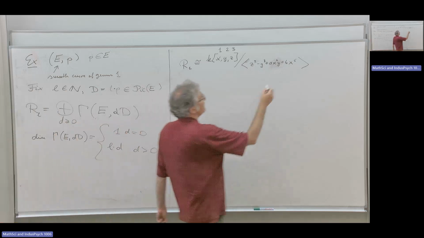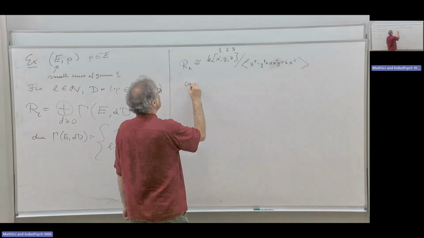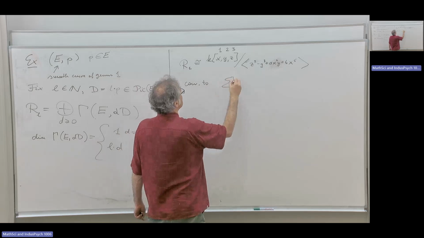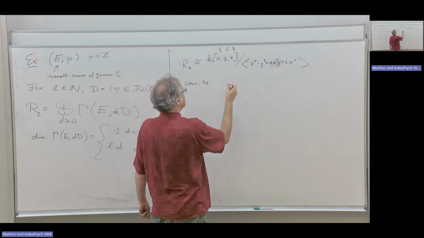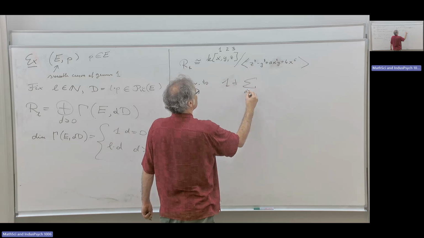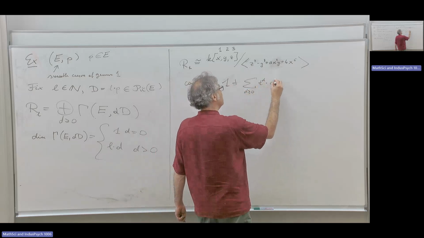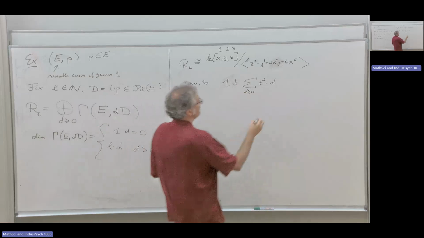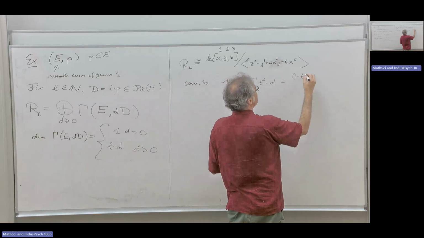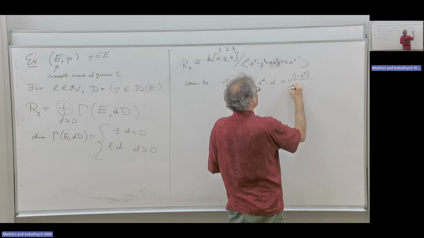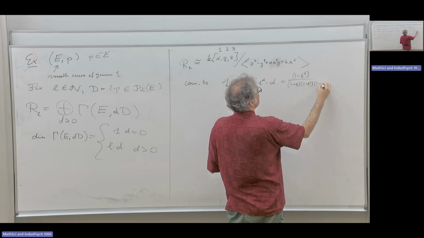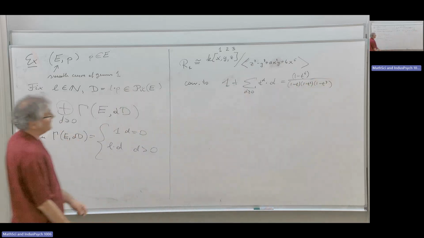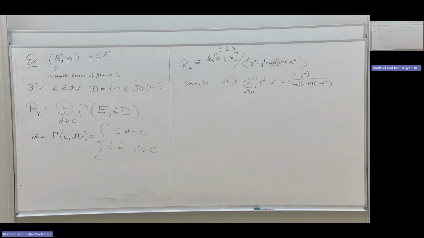And the corresponding Hilbert function corresponds to 1 plus the sum over d greater or equal to 0 of t to the d times d. And we wrote this down. This is 1 minus t to the 6 over 1 minus t squared, 1 minus t cubed. So this is a nice hypersurface example, an equation of degree 6 in variables of weights 1, 2, 3. So this is a projective curve, and this is a nice elliptic curve. So this is L equals 1.